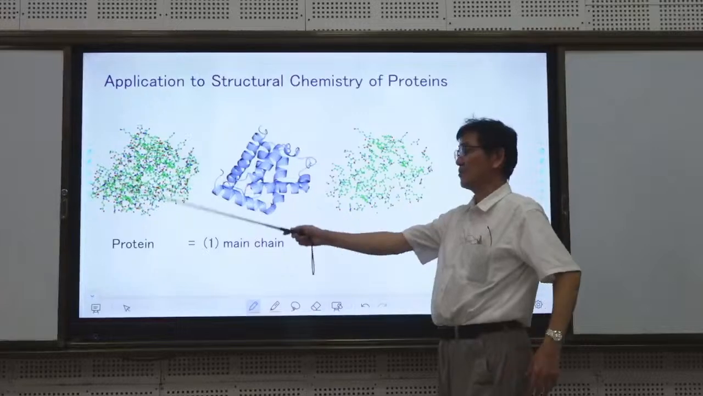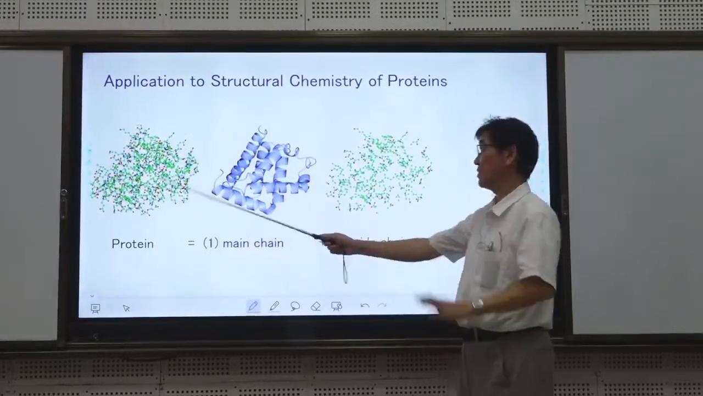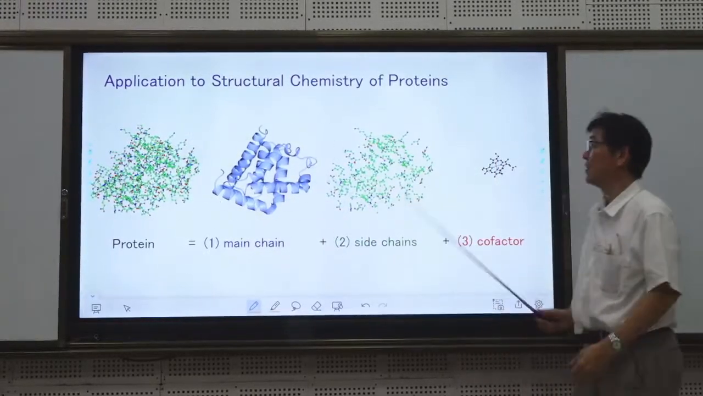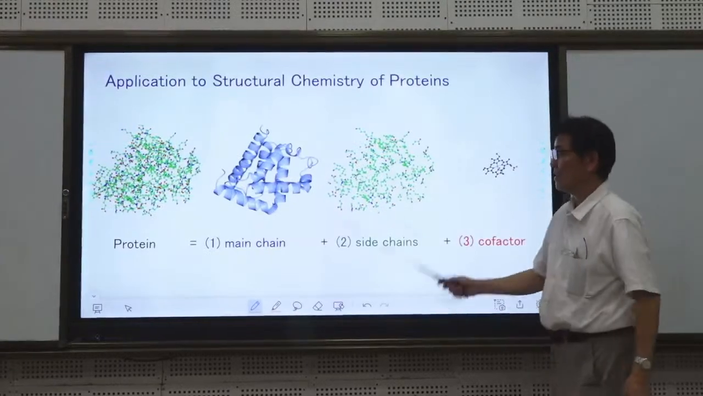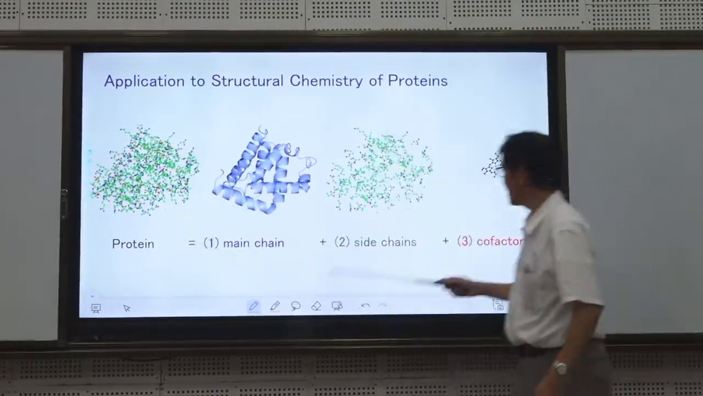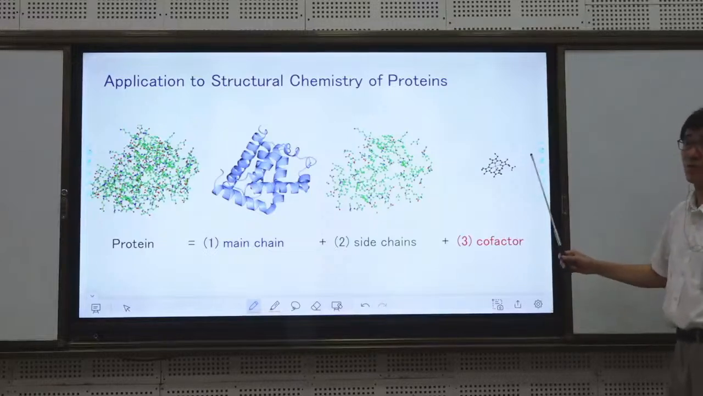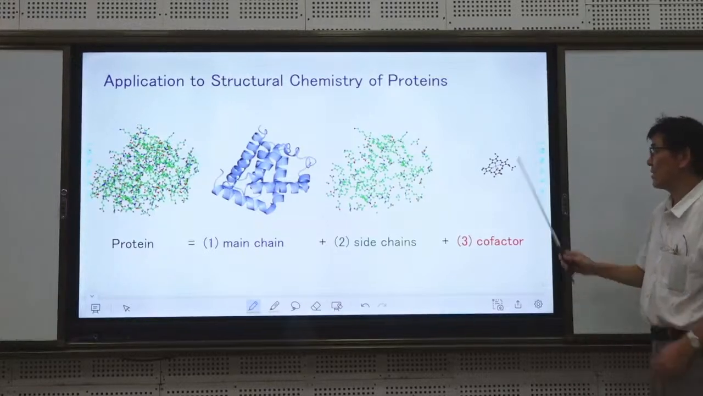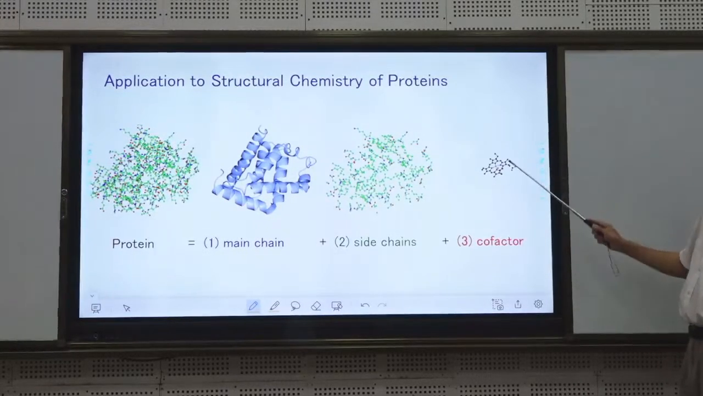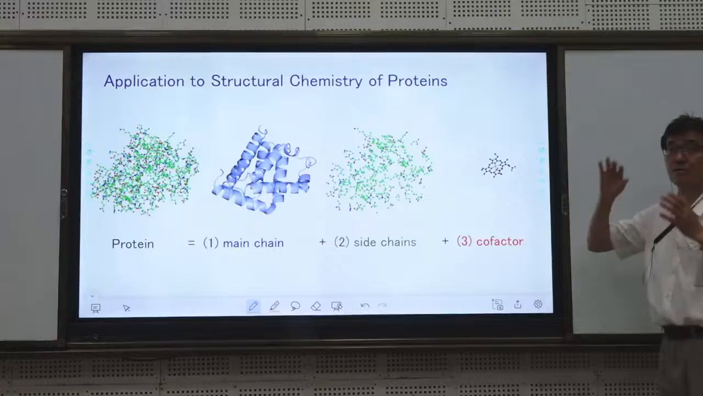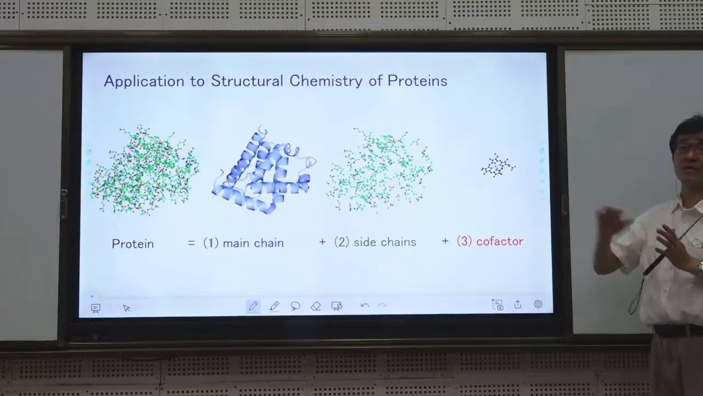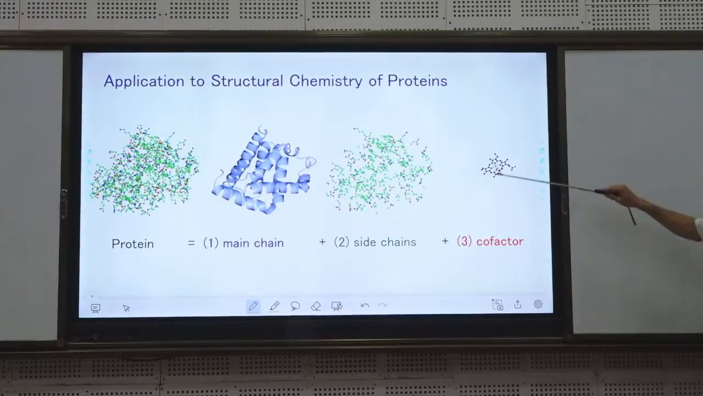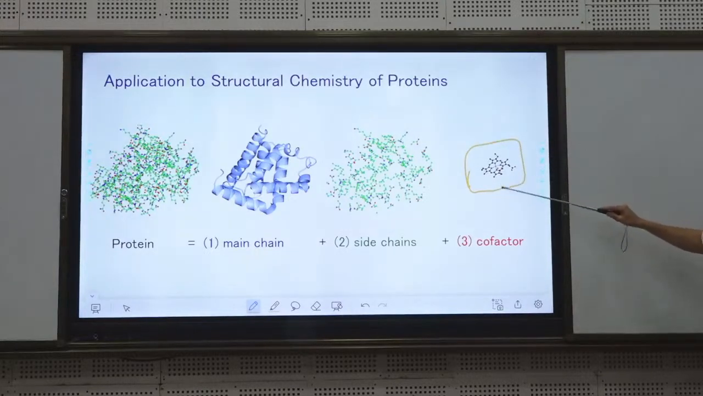I explained protein is a huge molecule, so it's convenient to separate it into the main chain and side chain. And this is not all. Sometimes the protein contains cofactors such as heme or retinal or some additional compound. And in many cases, this cofactor is very important for the protein to express its function. So it's worth considering how to get the information of the cofactor.